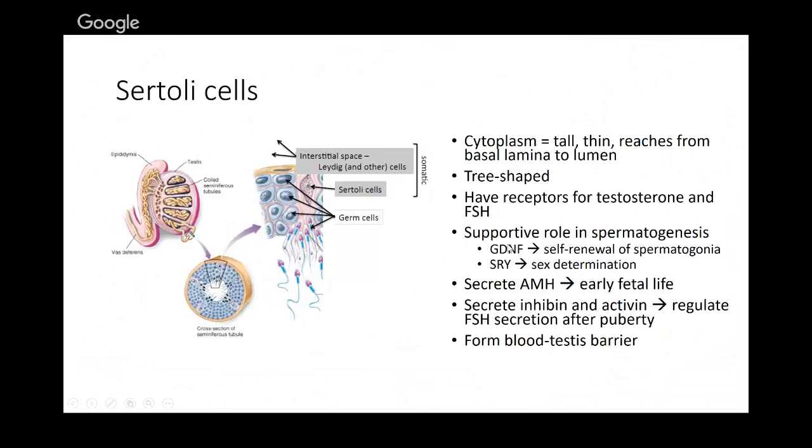So generally it's a supportive role of spermatogenesis. It releases GDNF, and this is for self-renewal of the spermatogonia. The SRY is for sex determination. Sertoli also secretes AMH, that is important for early fetal life. And inhibin and activin hormones, which regulate FSH secretion, and it forms the blood-testis barrier. So it's a lot of function, a lot of hormones that come from Sertoli.